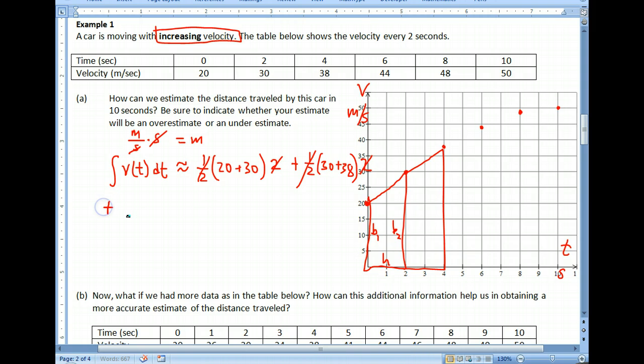Plus 38 plus 44 plus 48, plus 48, plus 50. So do we add more? So you add those all up, and what do you get? 50 plus 68. Add them up.